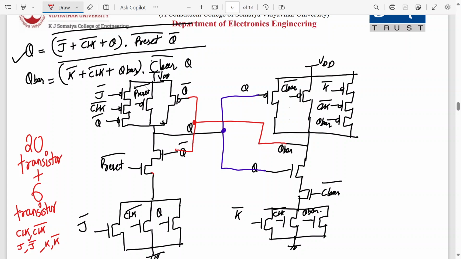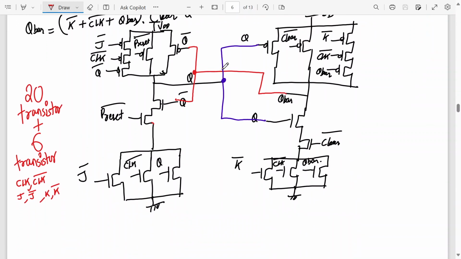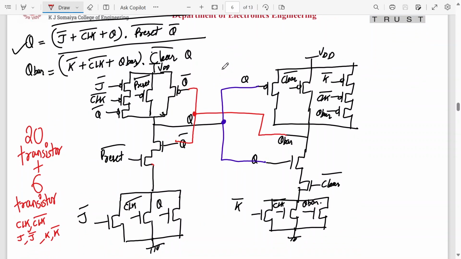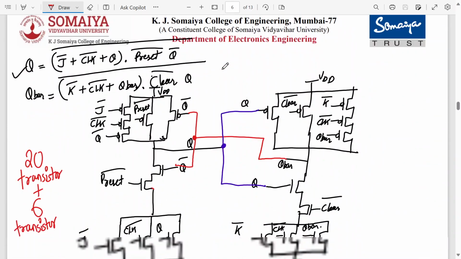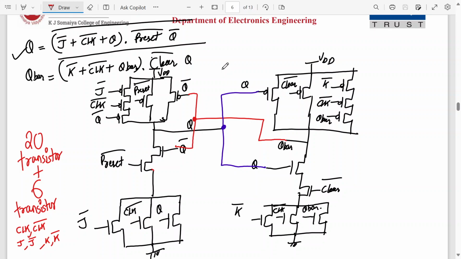Okay, everyone done with the design? Yes, sir. Now you can check this truth table at your own time. Right now if I do it, that will be the end of the lecture. I have to complete master slave JK flip flop before we leave today.